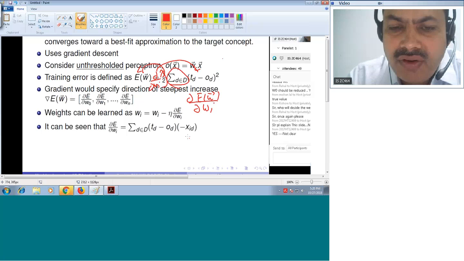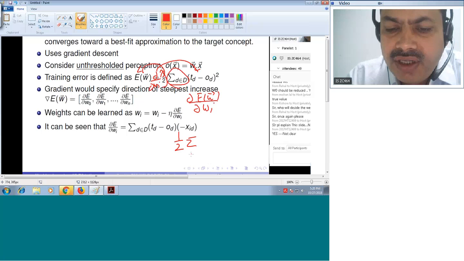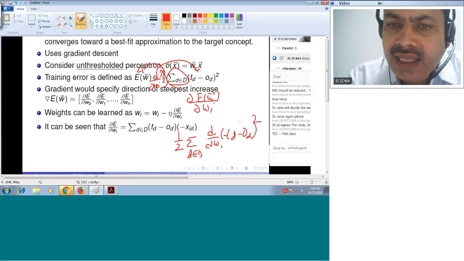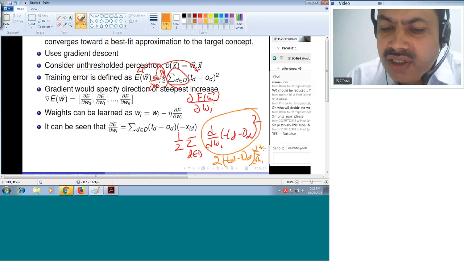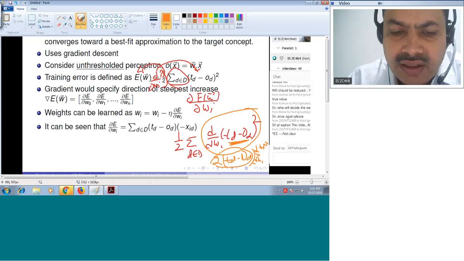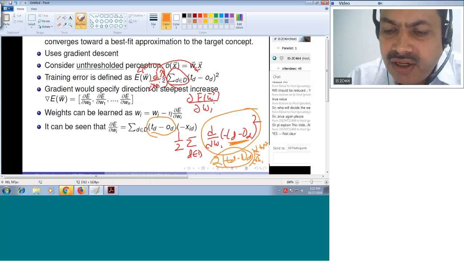So what you get is half of the summation over d belonging to D of del upon del Wi of (t_d minus o_d) squared. And this differentiation, you know, would be 2 multiplied by (t_d minus o_d) into del upon del Wi of (t_d minus o_d). Okay, differentiation of this term. So this term is here, this term is here, and then what is the differentiation of the remaining term?